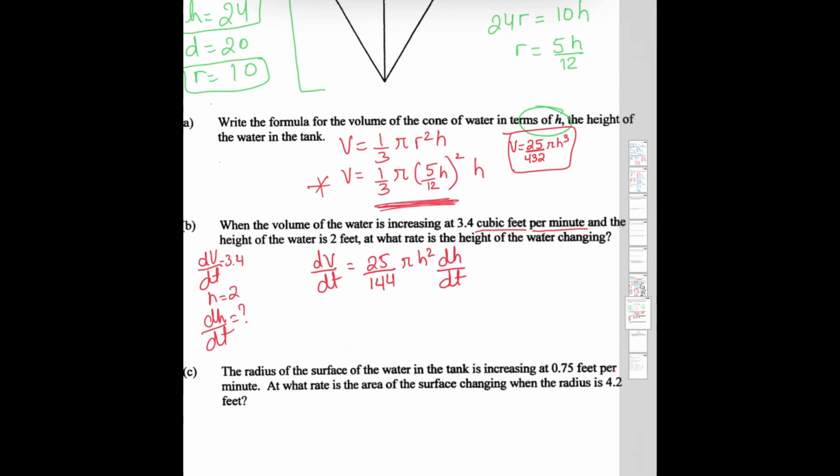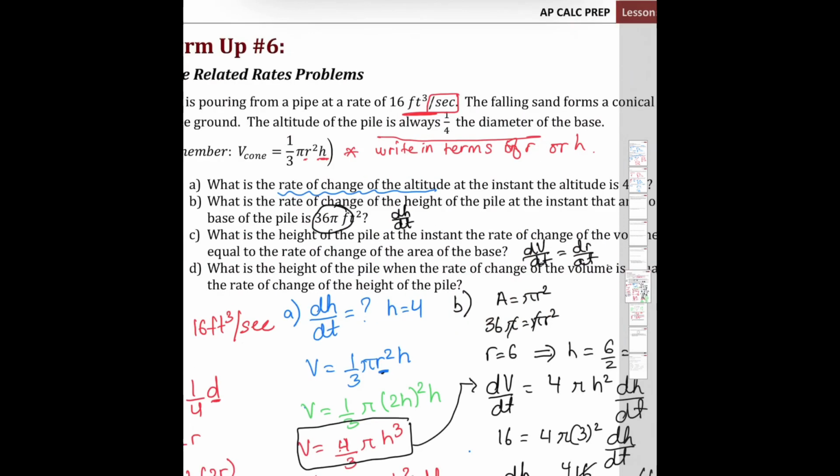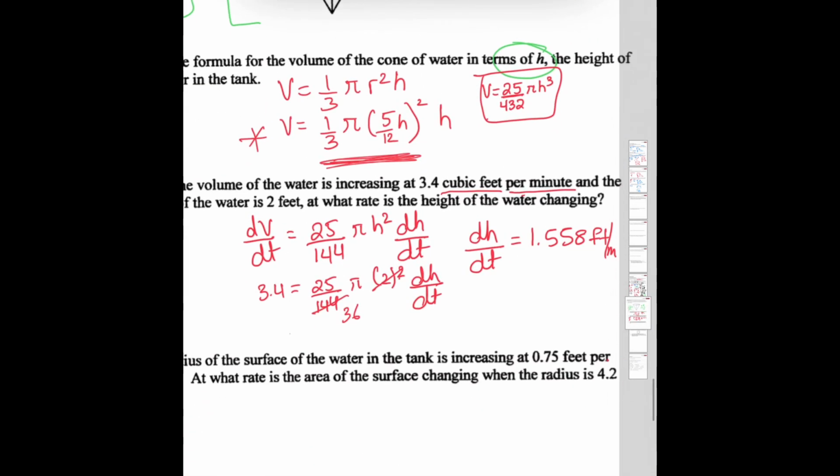Now all I need to do is do my substitutions. I just need to solve for dH/dt. So this is 3.4 equals 25 over 144 pi, my H is 2, so 2 squared dH/dt. Simplify all that. 2 squared is 4, 4 times 25. I can cancel that out. 4 goes into 144 36 times. Right? So I have 3.4 times 36 over 25 pi. I think you can use the calculator here. I put it in the calculator and got 1.558 feet per minute.